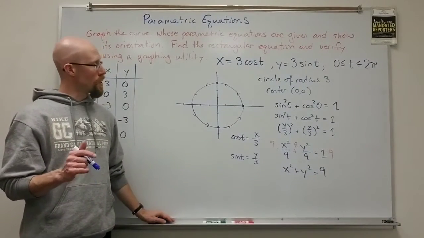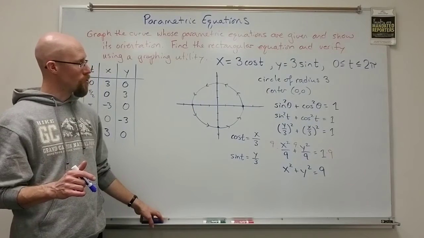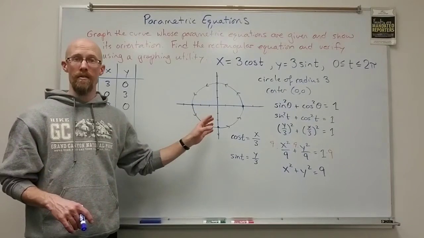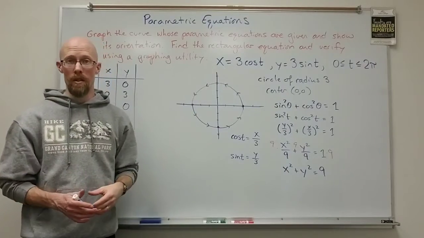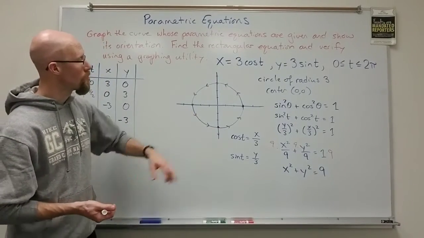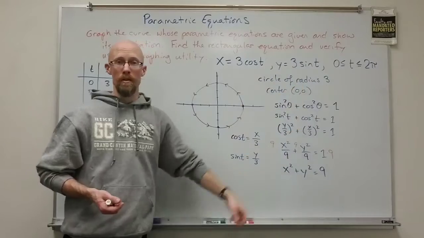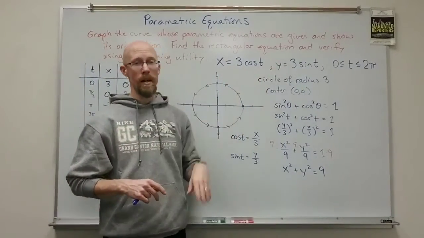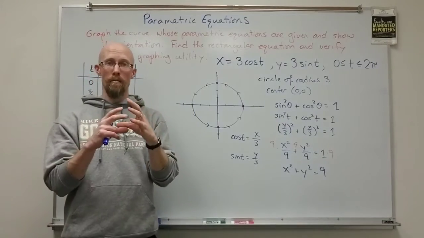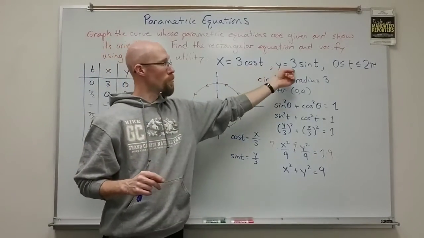But what is neat about this is that you can very easily plot the graph or come up with a parametric equation for a circle of any radius centered at the origin. All you really need to do is change the multiple, the coefficient. If I wanted a circle of radius 10, I just put a 10 there and a 10 there. If I wanted a circle of radius 0.5, I put a 0.5 there and a 0.5 there.